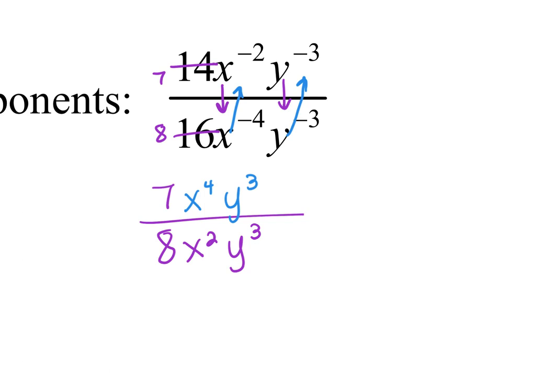Now you've got x to the 4th over, so the 7 and the 8 stay. You've got x to the 4th over x to the 2nd. So I get x squared, and then the y to the 3rd and the y to the 3rd completely cancel out, leaving me with 7x squared over 8.